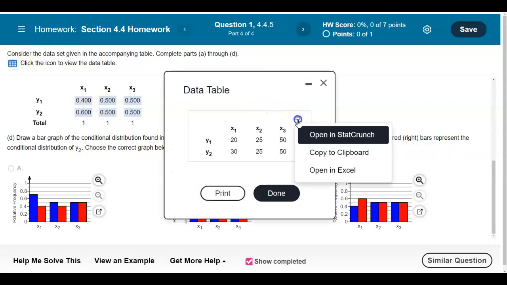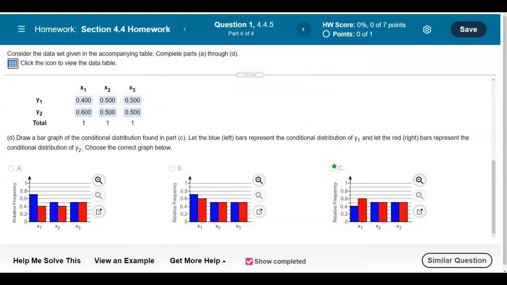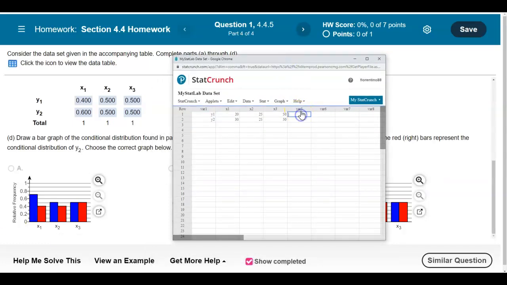So I'm going to open this data up in StatCrunch. We have to manipulate this just a little bit. Using StatCrunch, we're going to do the following. We know that VAR5 is going to have a column that represents x1, so I'm copying and pasting x1, then x2, and then x3. Our columns are now going to be y1 up here, and we're going to make this y2.